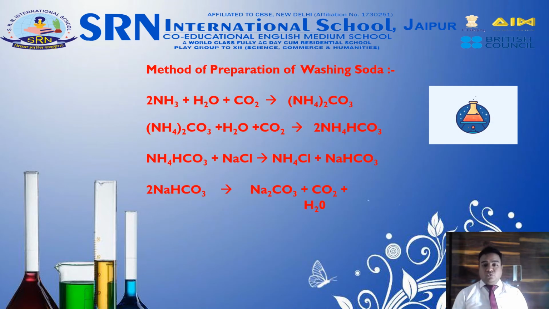Now let us study how to prepare washing soda. It is prepared by mixing together ammonia, carbon dioxide and water, which gives us initially ammonium carbonate. When ammonium carbonate is later mixed with water and carbon dioxide, it gives us ammonium hydrogen carbonate. And when ammonium hydrogen carbonate is added to sodium chloride, it gives us ammonium chloride and sodium bicarbonate. And 2 moles of sodium bicarbonate finally give us sodium carbonate. So these were the steps by which we can prepare washing soda.